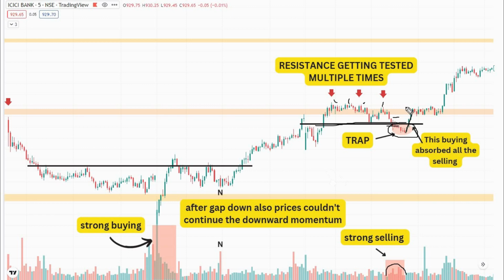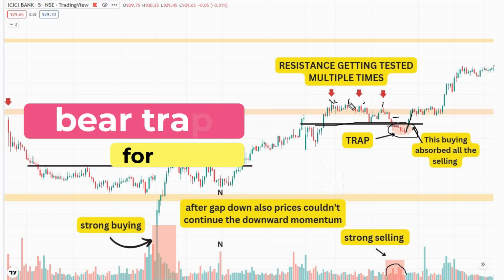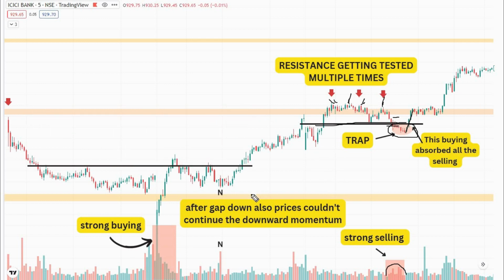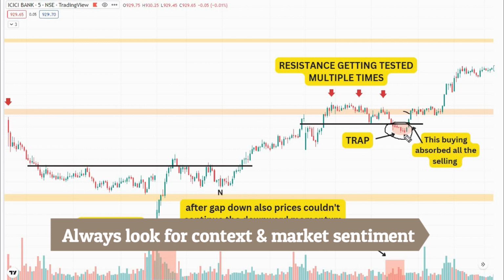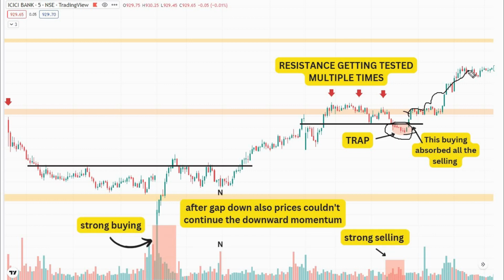Okay, and remember, the resistance zone is already tested now multiple times, so it is already weak, and overall we are in an uptrend now. Okay, prices are in an uptrend. And also there is a bear trap formation here. So buy here, stop loss here, and see the huge upside momentum after that. Okay, so this is the first example. So we will now look at another example.